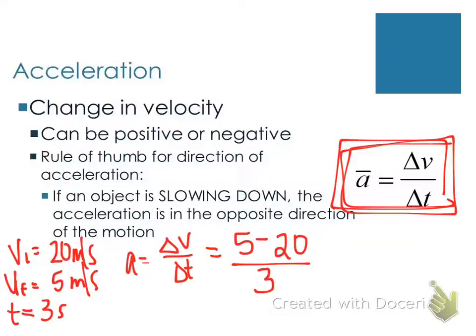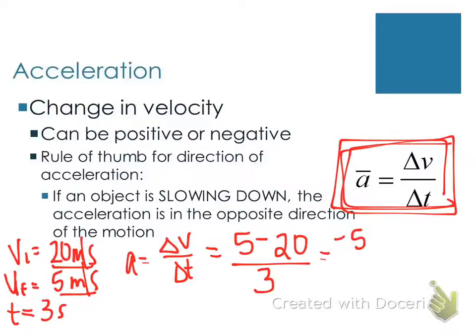Am I slowing down or am I speeding up? Going from 20 meters per second to 5 meters per second. Am I slowing down or speeding up? Slowing down, right? 20 meters per second is really fast. 5 meters per second is not. Okay, so I'm going from 20 to 5. That means I'm slowing down.